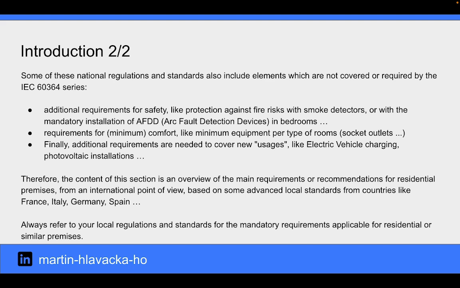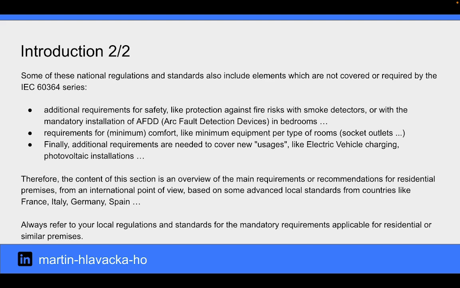In practice, most countries have national regulations or standards governing the rules to be strictly observed in the design and realization of electrical installation for residential and similar premises. But these national standards are not harmonized internationally and may range from very basic requirements to advanced requirements for safety and comfort.